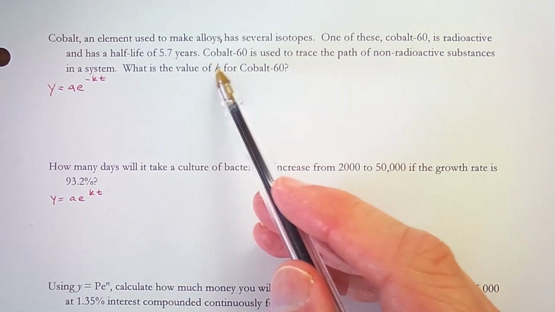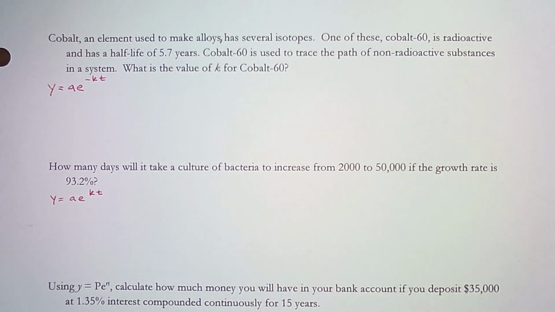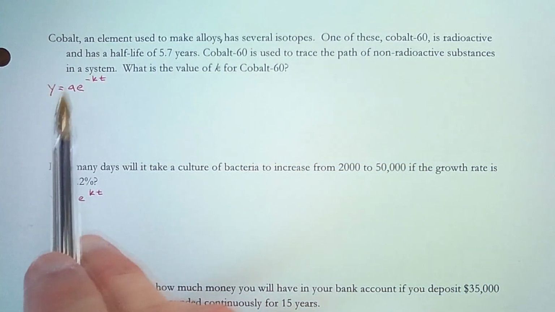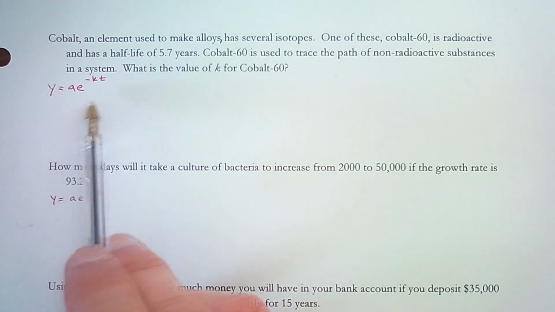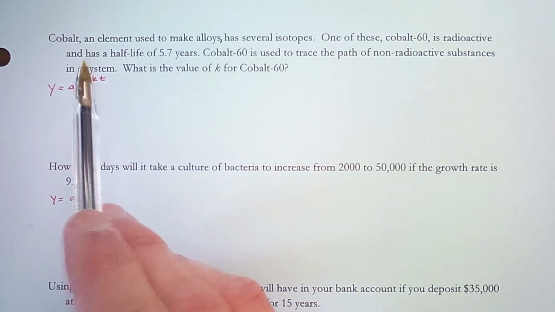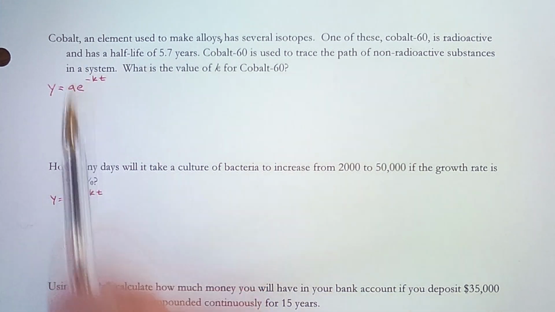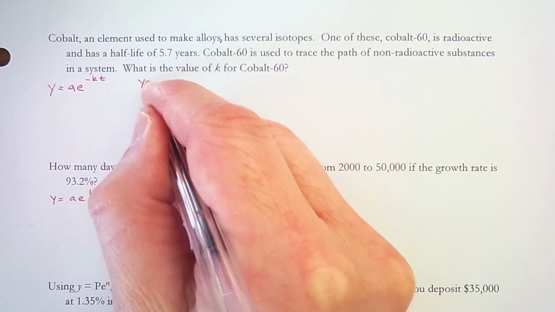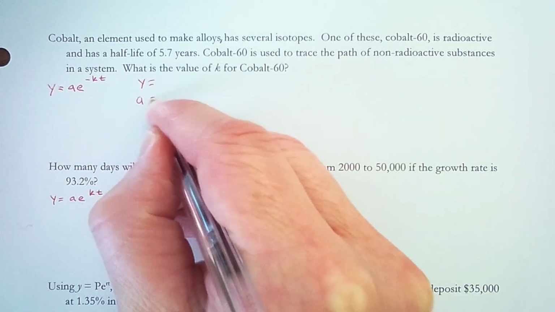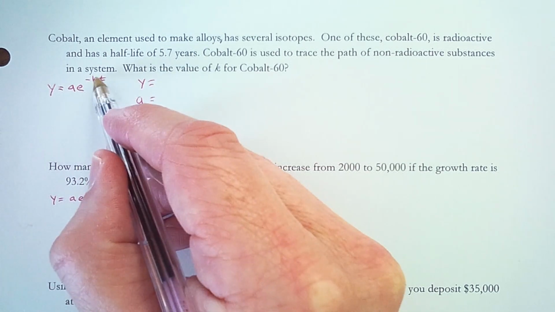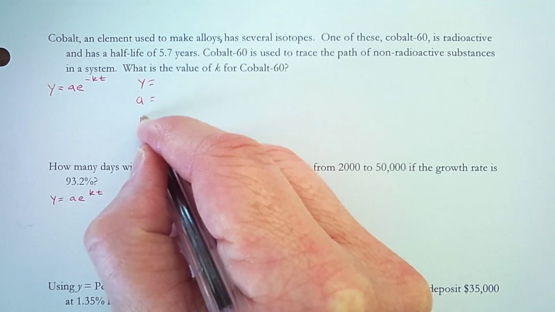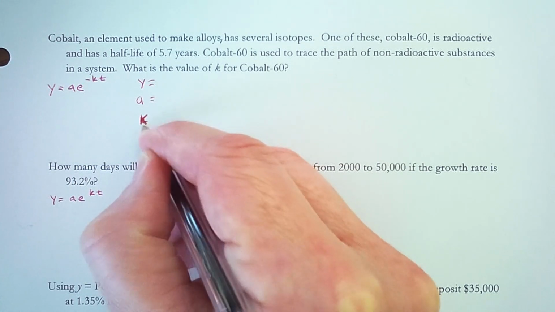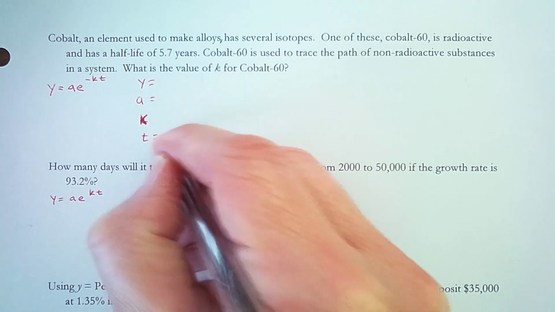And that is the percent at which it decays, the rate of decay or the rate of growth. So science prefers this particular formula for growth or decay, with a negative here. That is decay. Y is the ending amount. A is the starting amount. E is a constant. K is the percent or the rate of growth or decay. And T is the time.